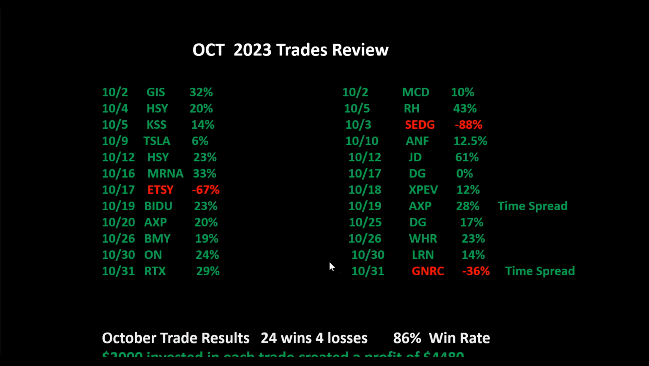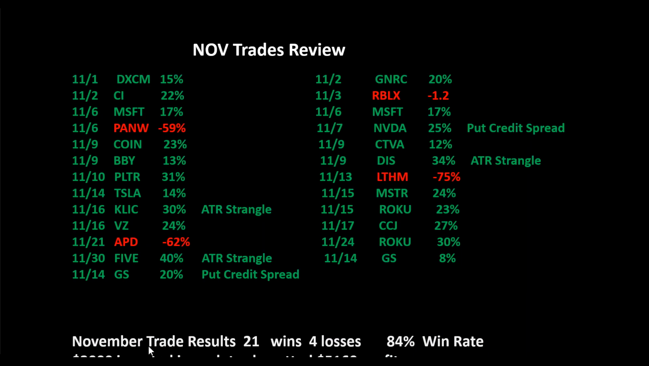All right, so that's the October trades. November trades: 21 wins, 4 losses, 84% win rate, $51.60 profit, pretty nice. Again, consistency across the board. Same kind of percentage gains, time after time after time.